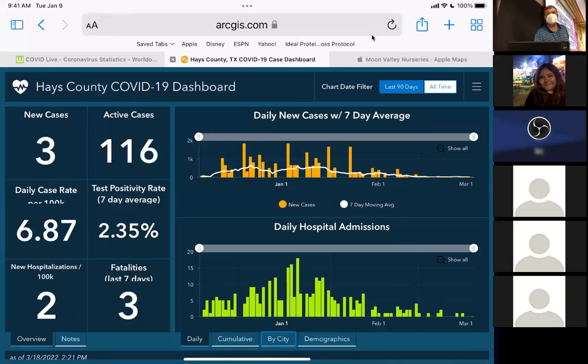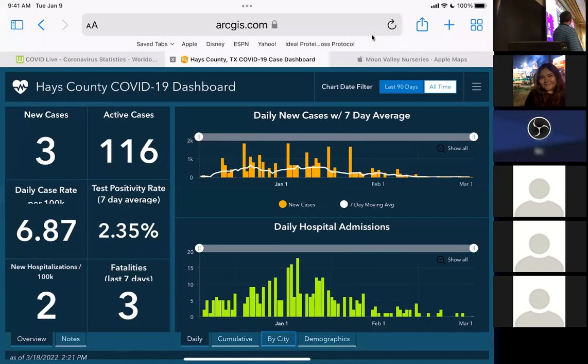But the other thing I wanted to talk about is this. This is the Hays County COVID-19 dashboard. Okay, and the cool thing is the positivity rate in Hays County is only 2.35%. And I said I would stop wearing a mask when I lecture when it dropped below 5. So if you don't mind, I'm going to lecture without my mask on, but still stay 6 feet away from it. Okay, so this is really good for us.